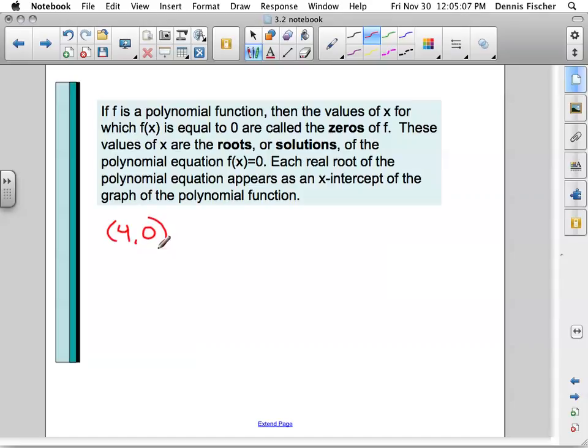If I ask you for a y-intercept, it is 0, 4. It's one corner or the other.